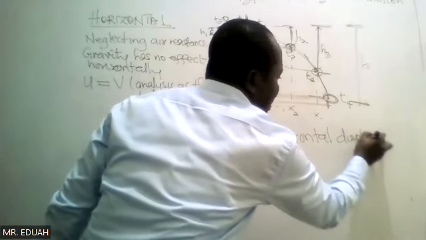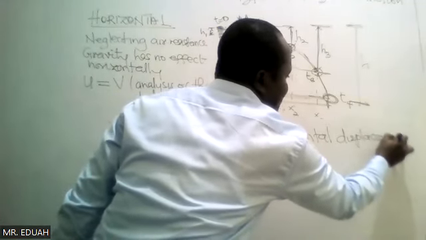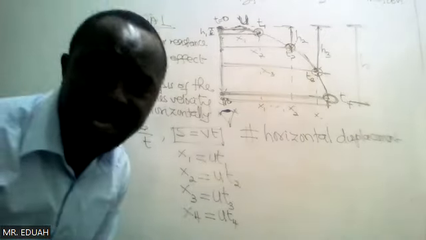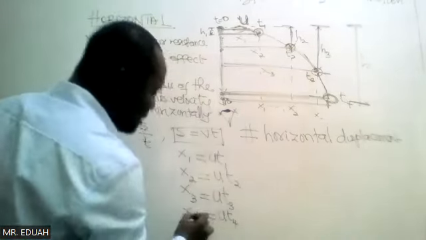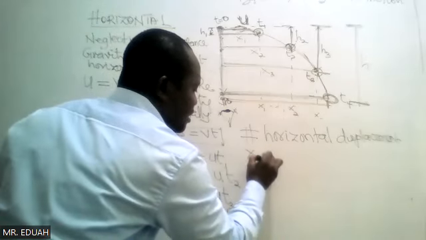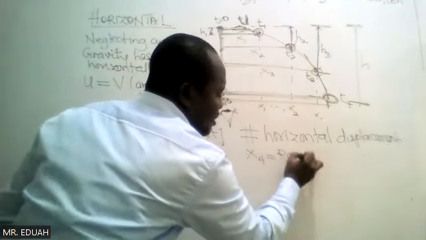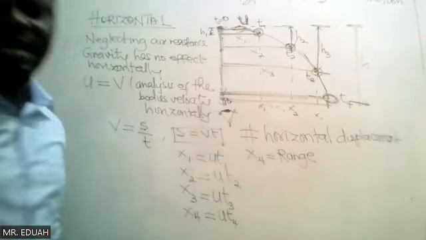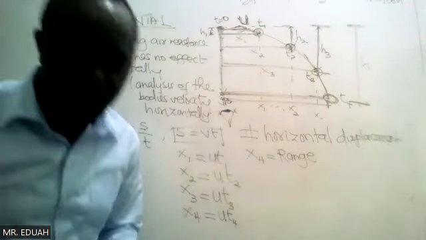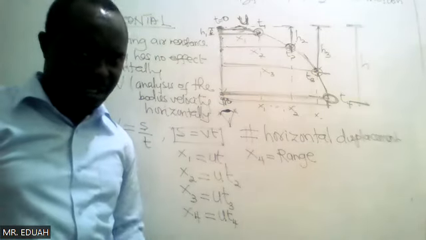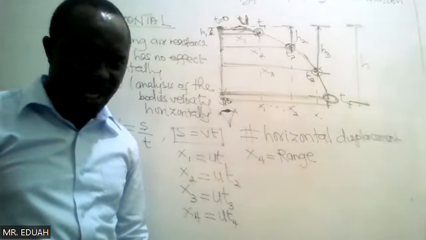And this total horizontal displacement is given a particular name. We said the total horizontal displacement of the body is known as range. So it means x4 is what we call the range. And so the range is the total horizontal displacement of a body in projectile motion.